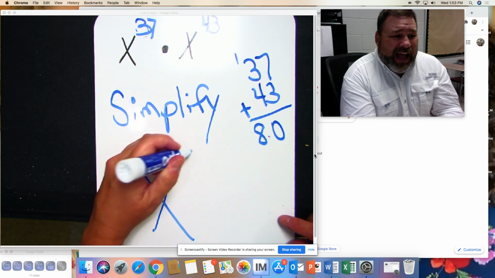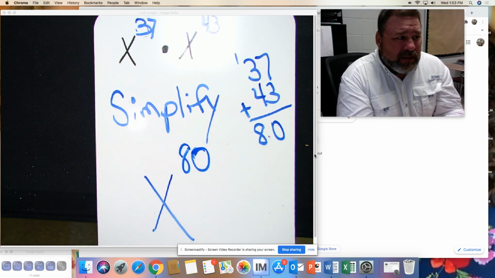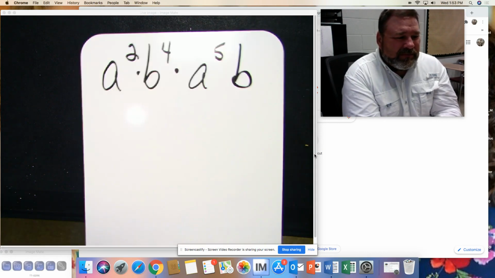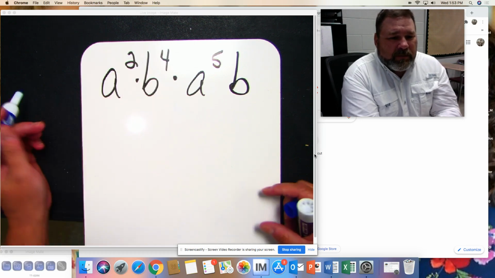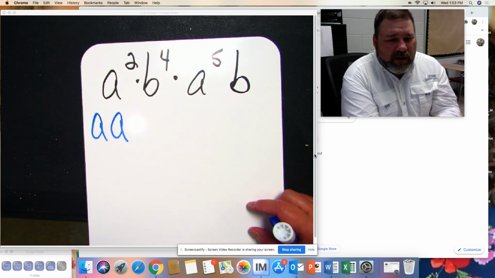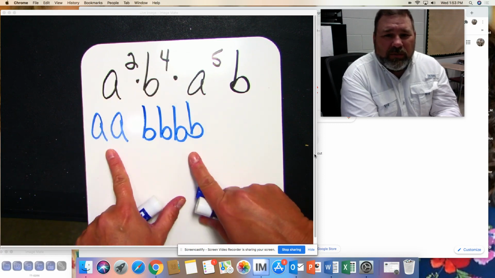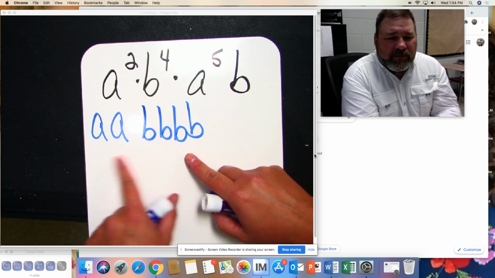So I don't know, Miss Powell. Could I do this if I had different bases? I don't know. Let's see. Okay, so let's say that I have a squared times b to the fourth times a to the fifth times a b. Now, if I made you do it longhand a minute ago, a squared would be saying that I had a multiplied by itself twice. Right. b to the fourth would be b multiplied by itself four times.